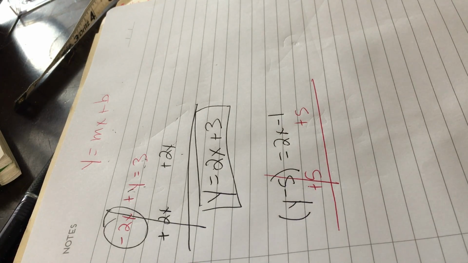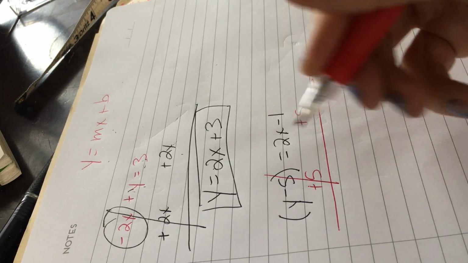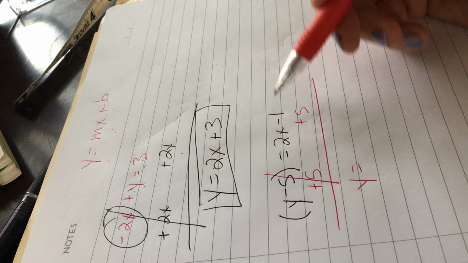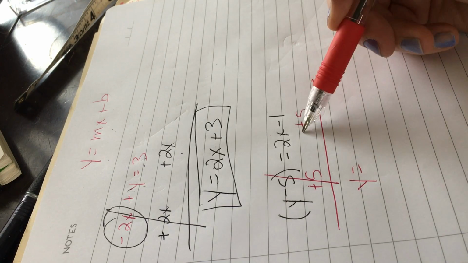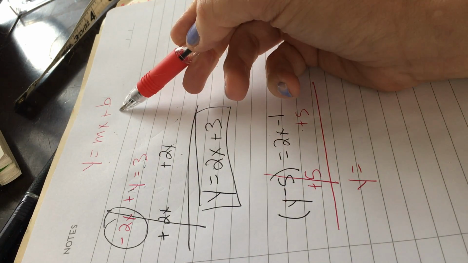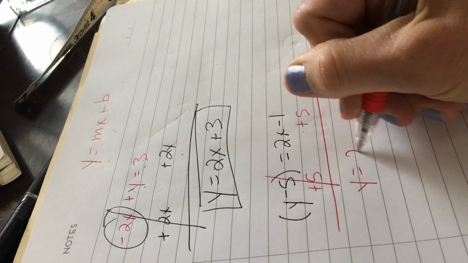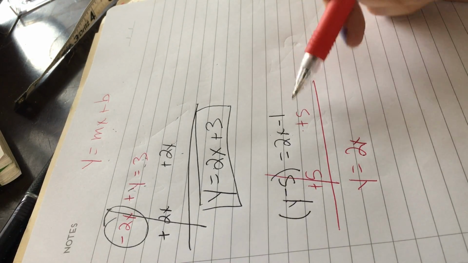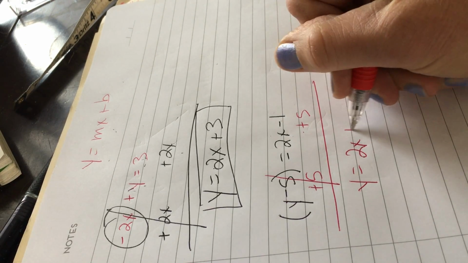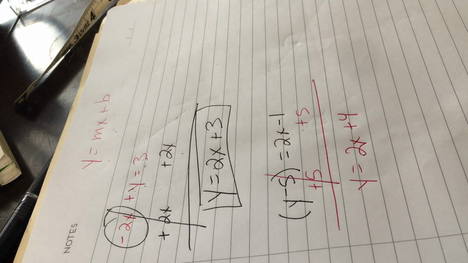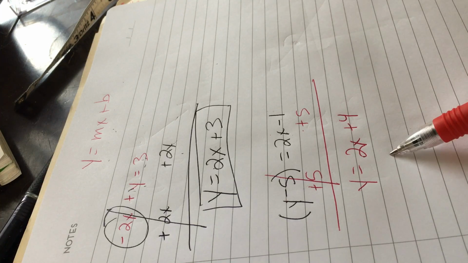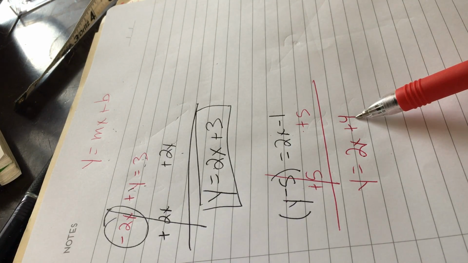That cancels out. So now I'm in good shape again. I have y by itself. 2x. Oh, well, look at that. mx, 2x. I can just rewrite that 2x right now. And then negative 1 plus 5 should give me positive 4. I have my slope of 2, or 2 over 1. I have my y-intercept of 4.